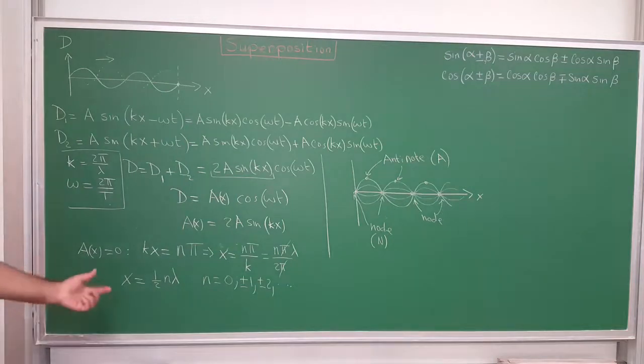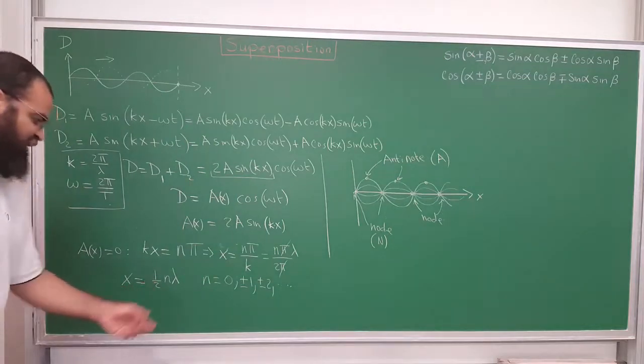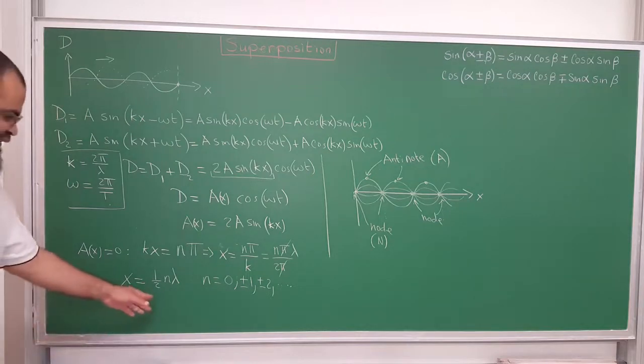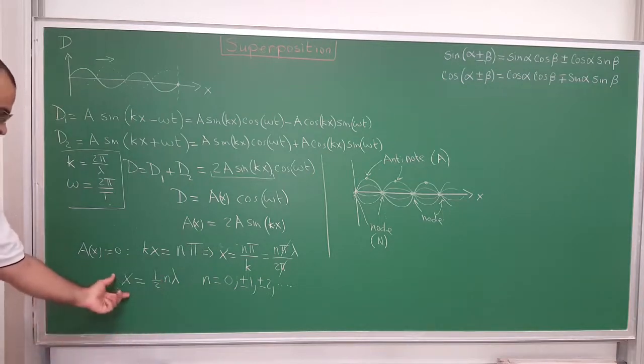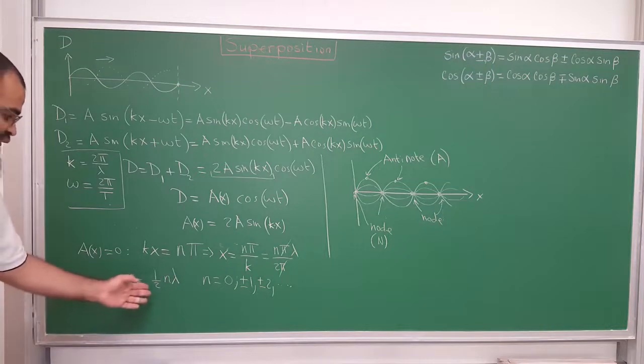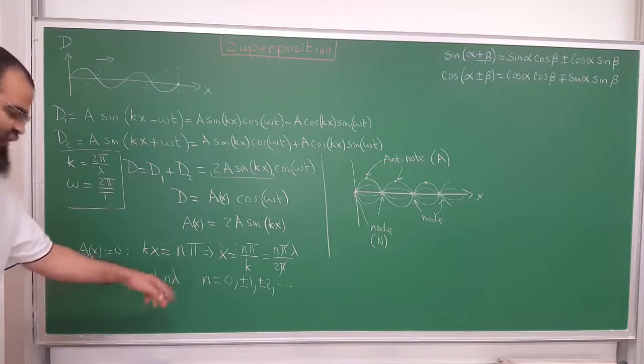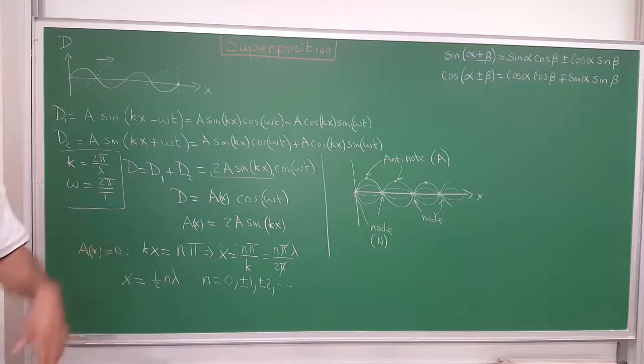So the spacing between two adjacent nodes is half a wavelength. Because the first node, let's say, is at x equal to 0, when n is 0. The next one will be when n is 1, and so that's half a wavelength. So adjacent nodes are separated by half a wavelength.